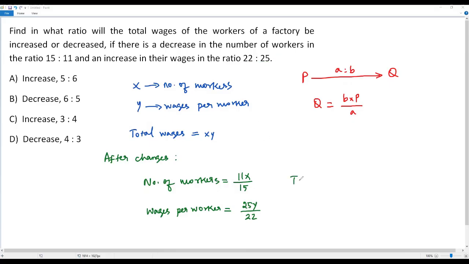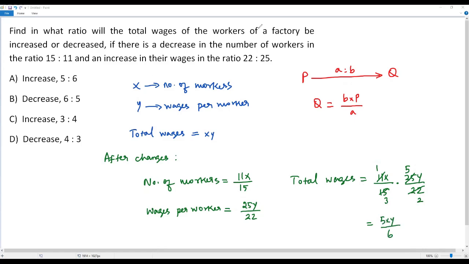Now let's find the total wages after the two changes. Let me write the stuff over here. Again, the same stuff, we multiply the number of workers and wages paid per worker. So then we get 11x over 15 times 25 over 22. Now let's do some simplification. 11 goes into 11 one time and 11 goes into 22 two times. Here 5 goes into 15 three times and 5 goes into 25 five times. When I multiply 1, x, 5 and y, I am getting 5xy in the numerator. In the denominator, 3 times 2 is 6.